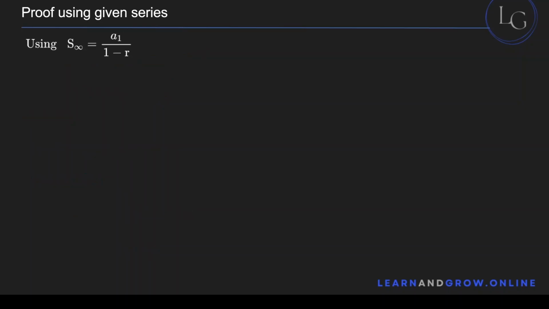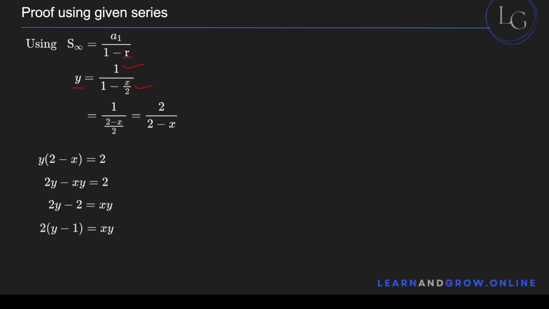So basically we'll replace s infinity with y, and a1 will be replaced by the first term 1, and r will be replaced by x by 2. So upon doing all these calculations, you can see that we arrive at an equation like this, but we have to make x the subject of this equation. We have to take x on the left hand side. So this is what you get, and hence the proof has been proven.